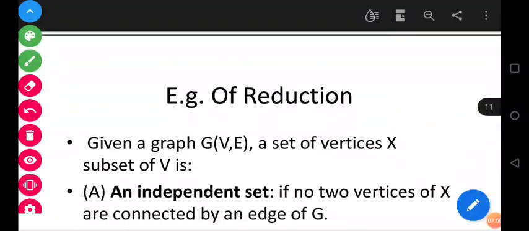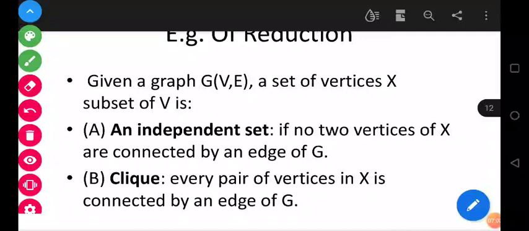Let us take an example. Let us take a graph with the set of vertices denoted by V and set of edges denoted by E. A set of vertices X, a subset of V, is called an independent set if no two vertices of X are connected by an edge of G. It's called a clique if every pair of vertices in X is connected by an edge of G.